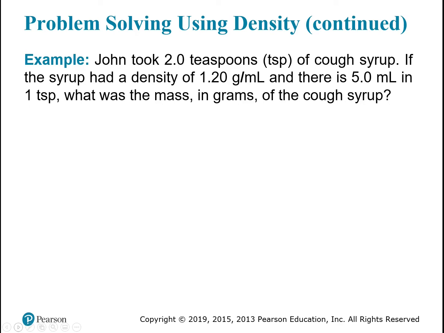Let's do this sample problem to see what that really means. John took 2 teaspoons of cough syrup. If the syrup had a density of 1.20 grams per milliliter, and there's 5 milliliters in 1 teaspoon, what was the mass in grams of the cough syrup?